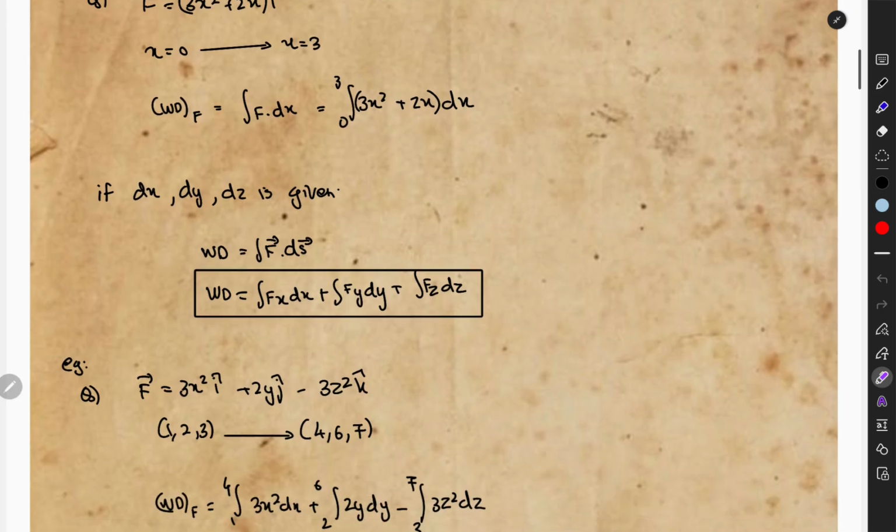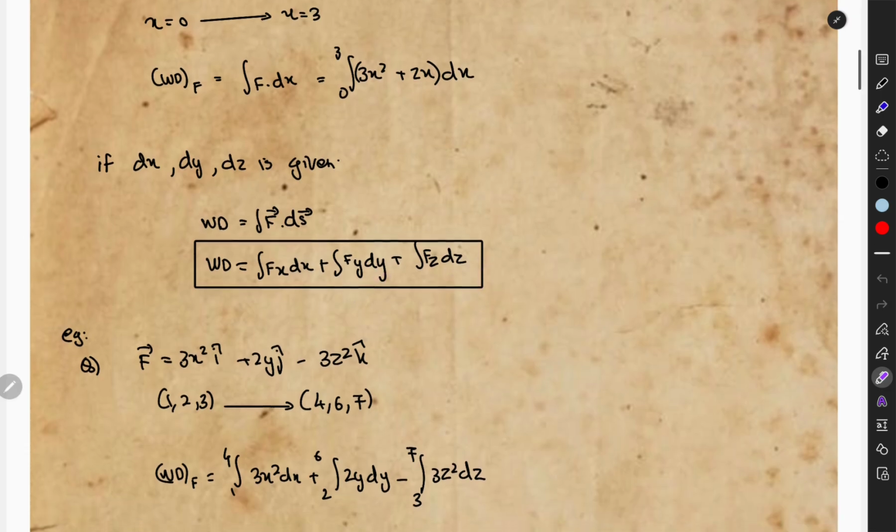If dx, dy, dz, all three directions, are there and a vector quantity is there, you need to simply do it separately with the different force components. So work done will be equal to integration of Fx dx plus integration of Fy dy plus integration of Fz dz. If you do this, you can get the work done.